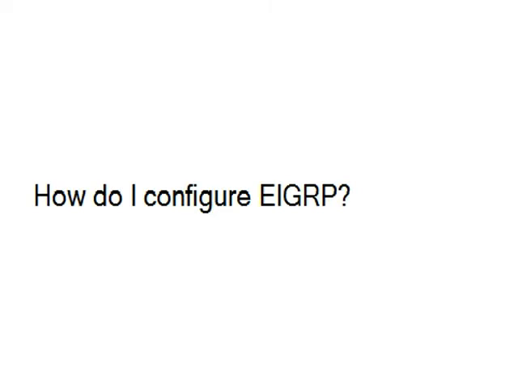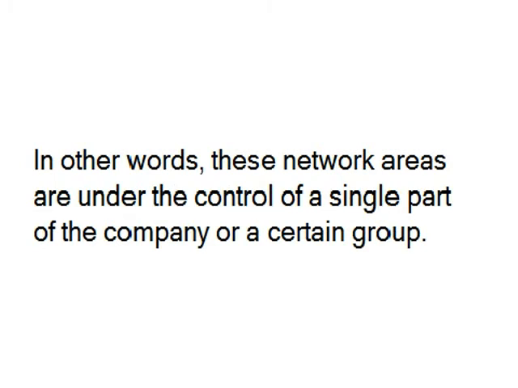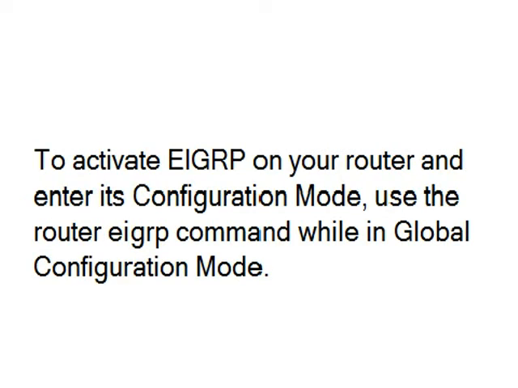How do I configure EIGRP? Like OSPF, EIGRP uses autonomous system numbers to identify areas of the network that are under a single administrative domain. In other words, these network areas are under the control of a single part of the company or a certain group. To activate EIGRP on your router and enter its configuration mode, use the router eigrp command while in global configuration mode.